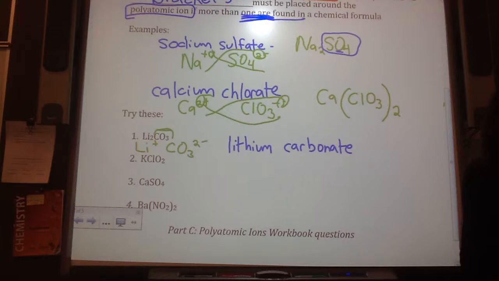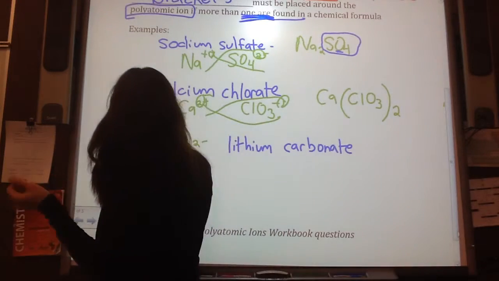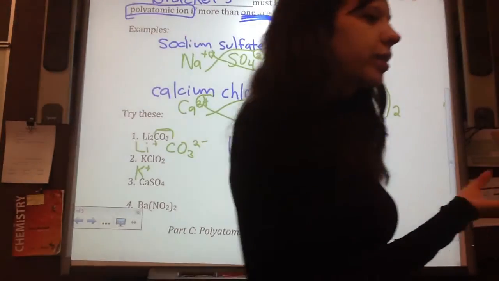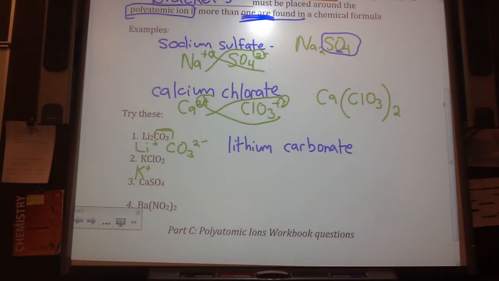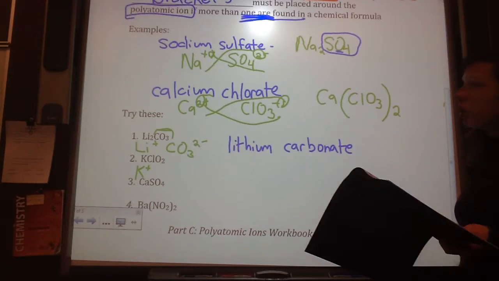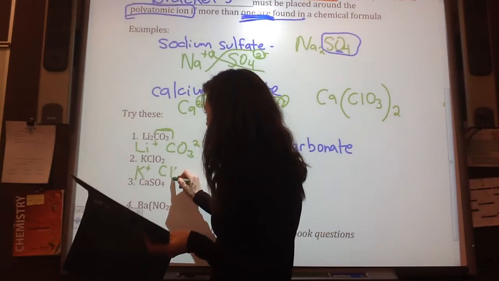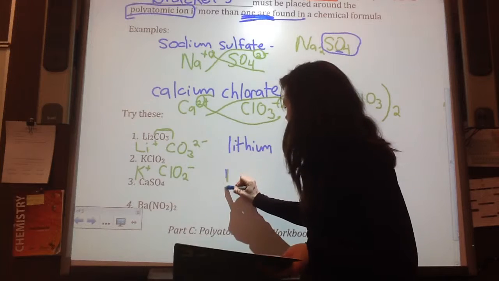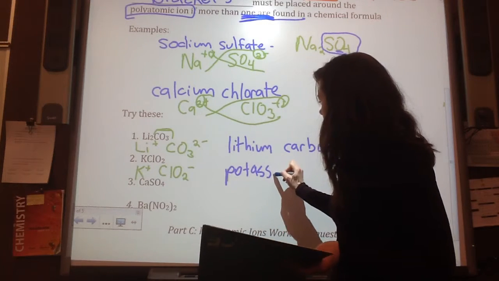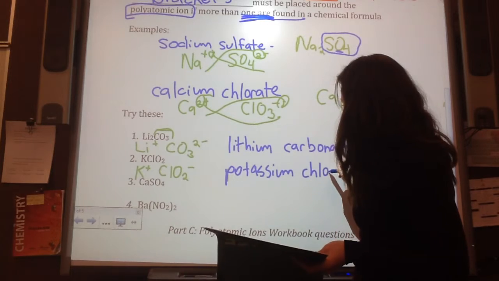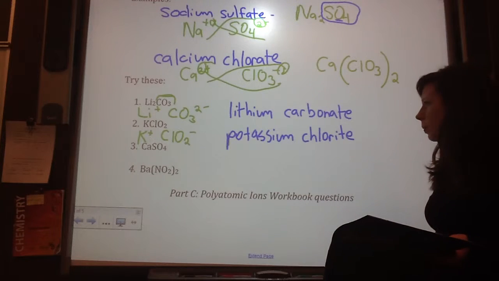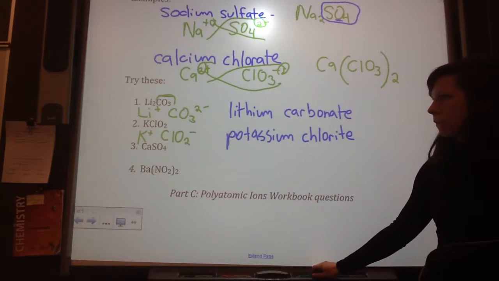Okay, want to try the next one? So what is K? Potassium, it's +1. What's ClO2, where's that at? Can I find ClO2? Chlorite, yeah, okay, ClO2 minus. So now this is potassium chlorite.